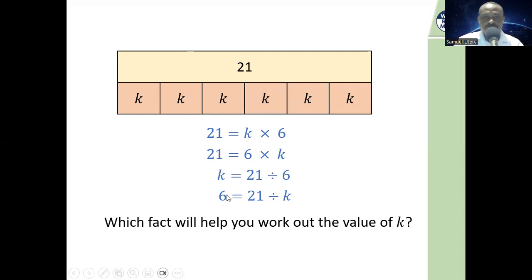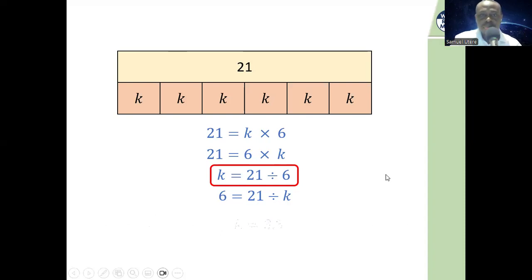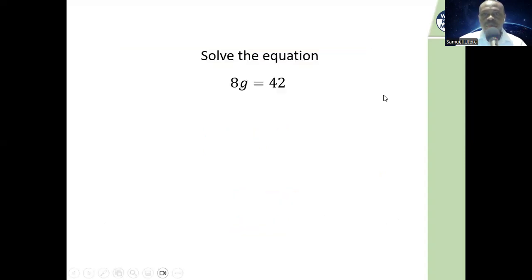Okay, so it's obviously this one. If you have a think about it, it's this one. Yeah, because k is equal to 21 divided by 6. And k is 3.5.